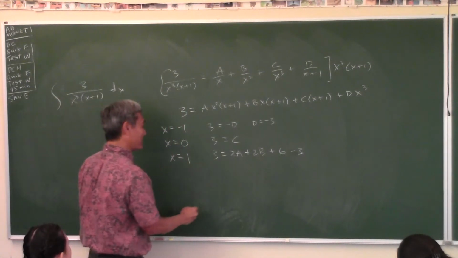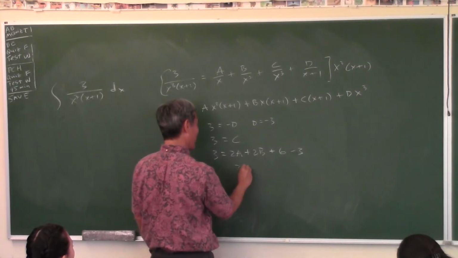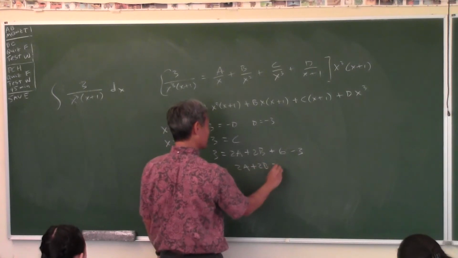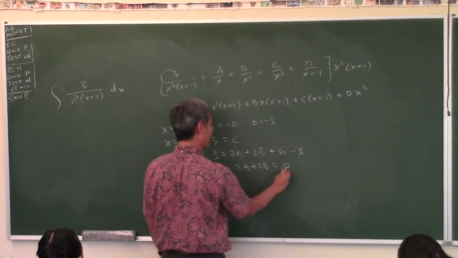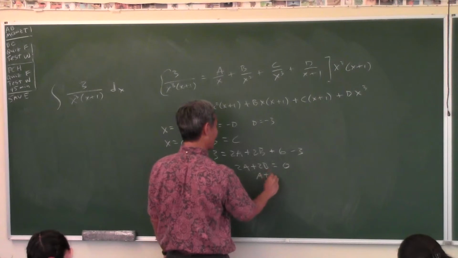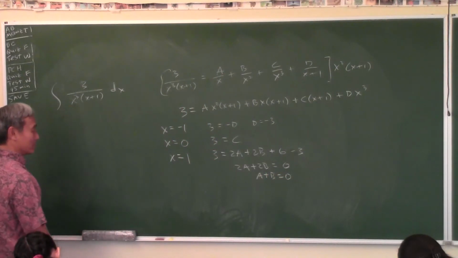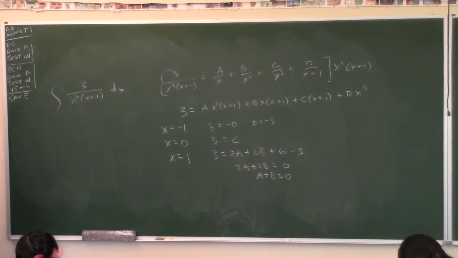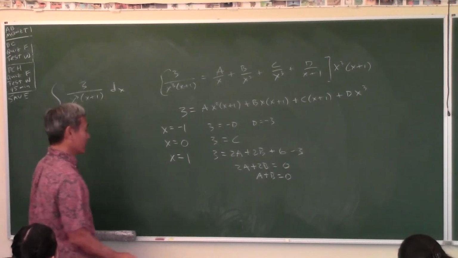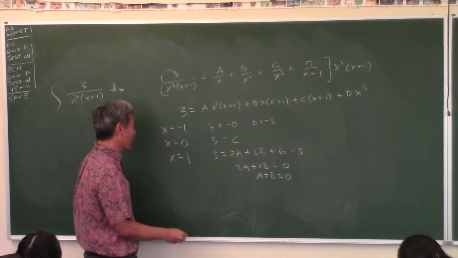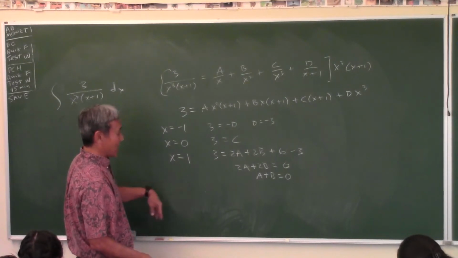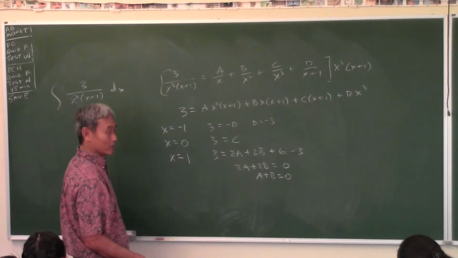Okay, so that's the same thing as saying 2a plus 2b equals 0. Divide both sides by 2, a plus b equals 0. So can I solve for a and b yet? No. All we know is that they add up to 0, but we can't figure out what they are yet. So now we've got to plug in another number. What do you want to go with? The logical choice would be either 2 or negative 2.